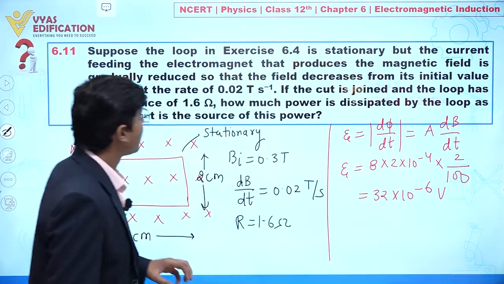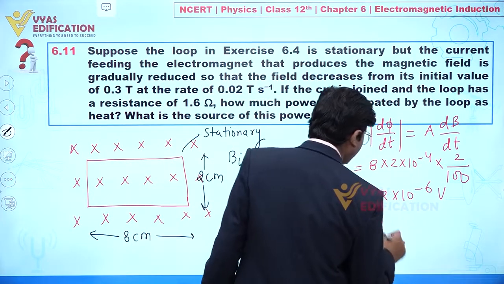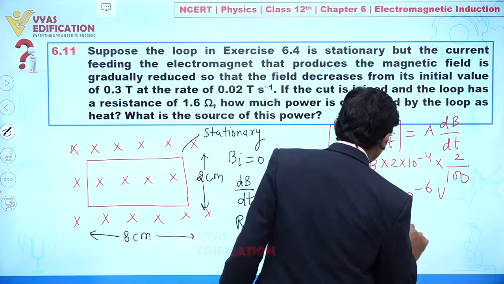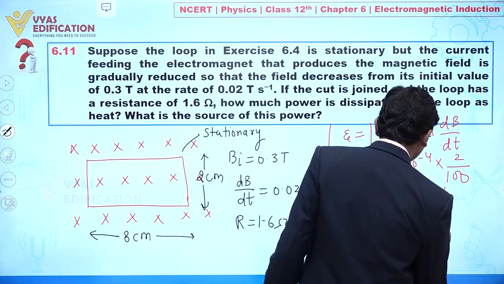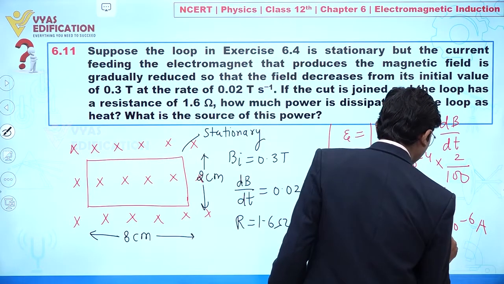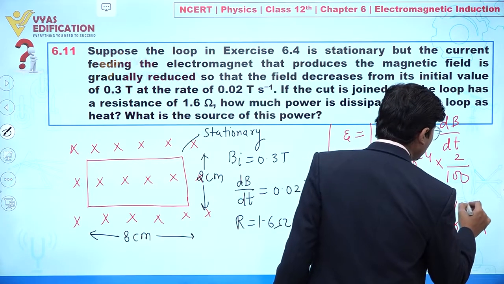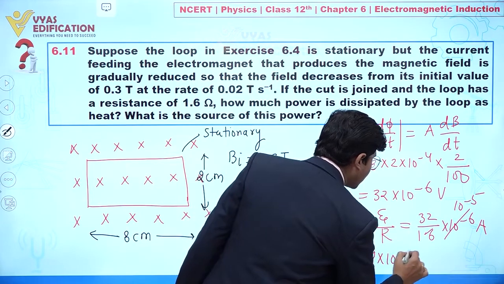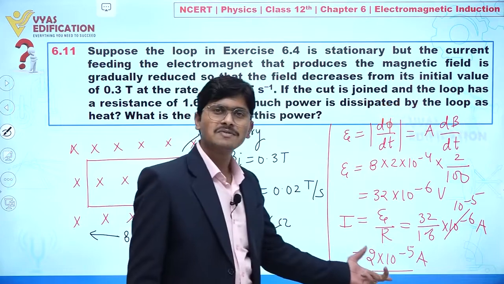Now, because this is a loop, the induced current is given by E by R. The value of R is 1.6 ohm. So we have 32 divided by 1.6 into 10 to the power minus 6 ampere. If we remove the decimal, it becomes 10 to the power minus 5, and directly you can say we get 2 into 10 to the power minus 5 ampere current.